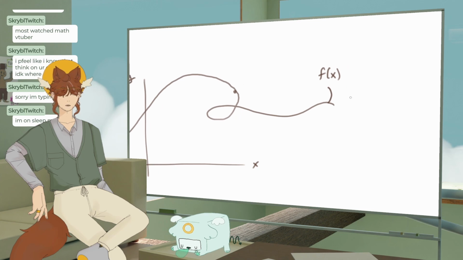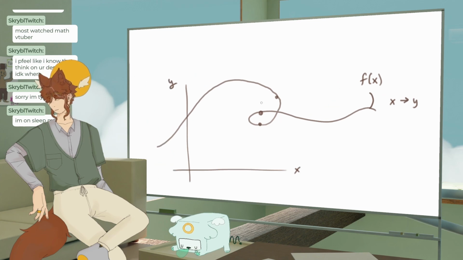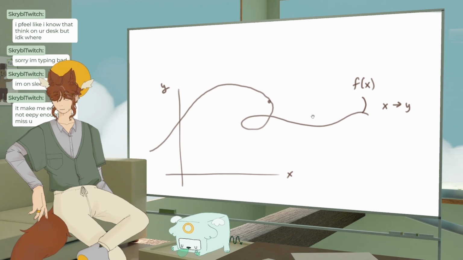And the way that we define this is by saying for every x that we have some y, right? So we put in an x and we get out a y. Now this is not entirely true because there's two y's, there's three y's for this x, but let's just pretend that we can do this function.